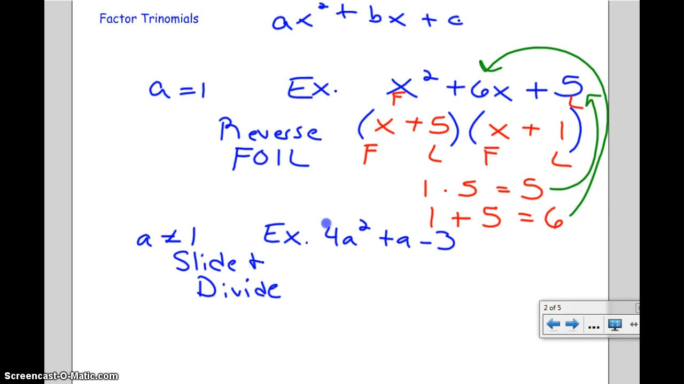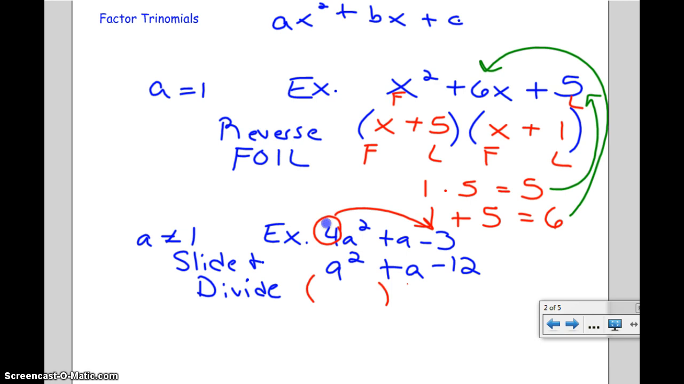So I'm going to slide it down so that I can factor without it and then put it back in later on. So slide and divide allows me to multiply the 4 times the last term, negative 3. That now removes the 4 from the first term, so all I have is a squared. My middle term does not change at all, and then my last term is now negative 12 because I multiplied 4 times negative 3. This allows me to factor like normal.